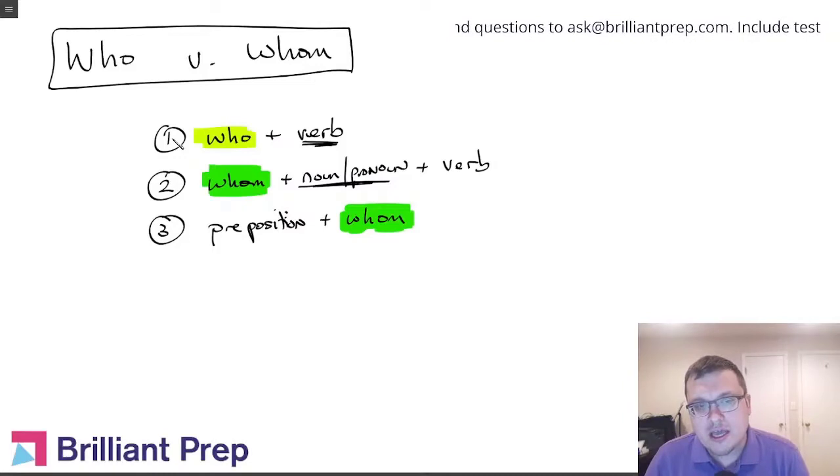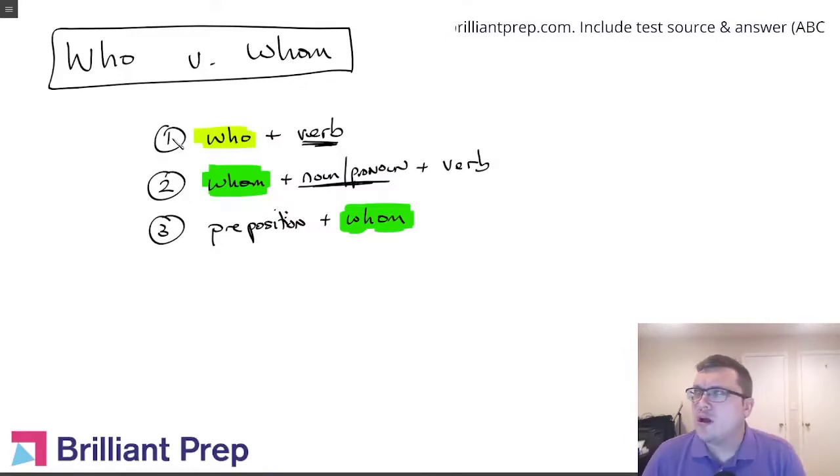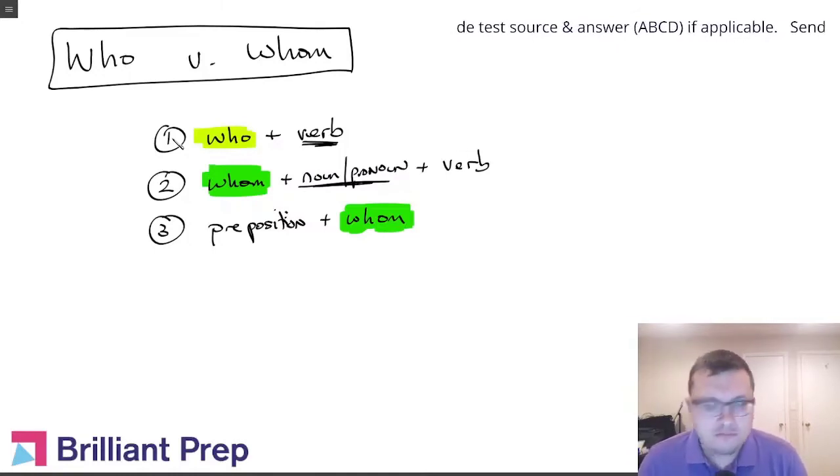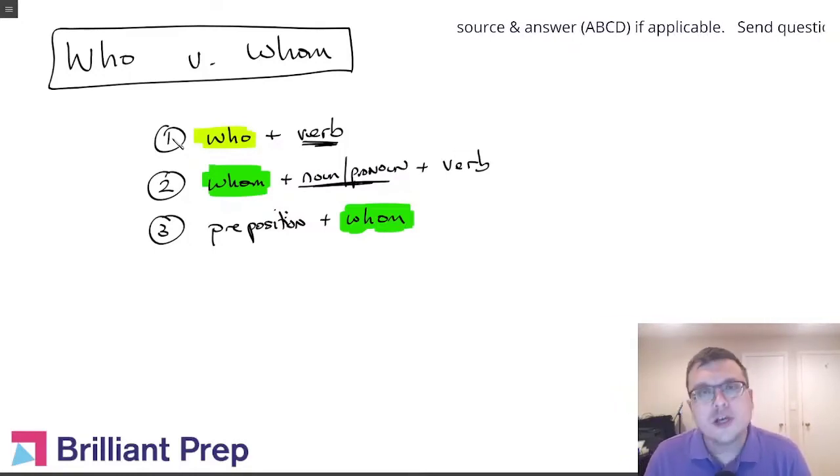And then for number 3, I am going to deliver a letter. No, that's not going to work. What would be the case with whom? Like, with whom are you going to the party? Something like that. So following a preposition, you're going to use whom.